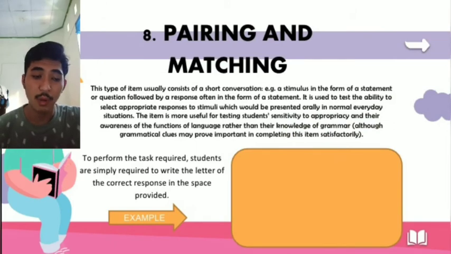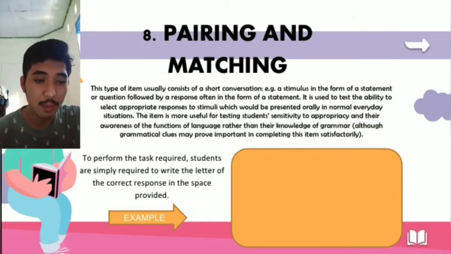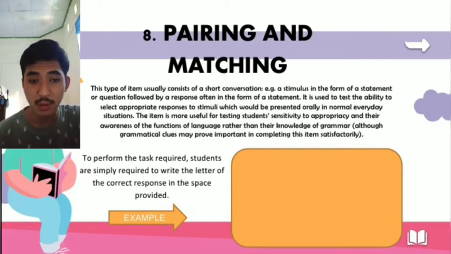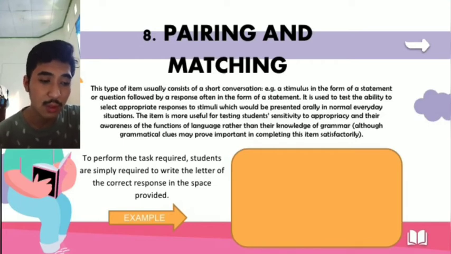I will describe pairing and matching. This type of item usually consists of a short conversation stimulus in the form of a statement or question followed by a response. Often in the form of a statement, it is used to test the ability to select an appropriate response to a stimulus which would be presented orally in a normal everyday situation.